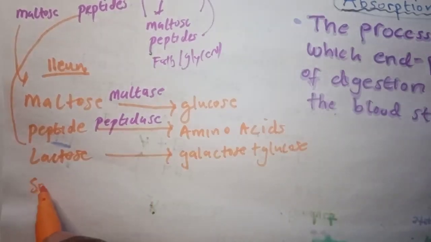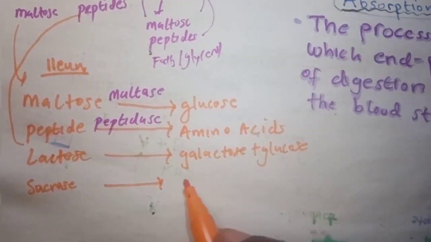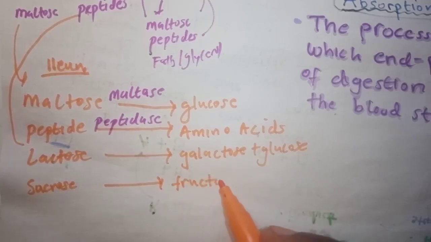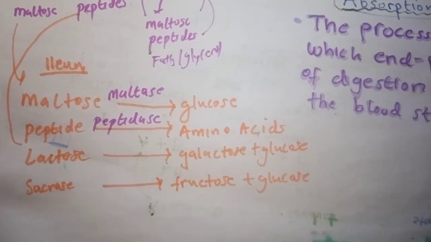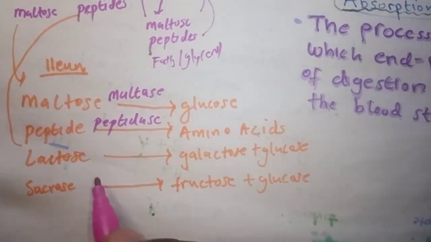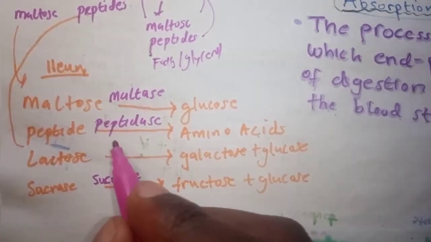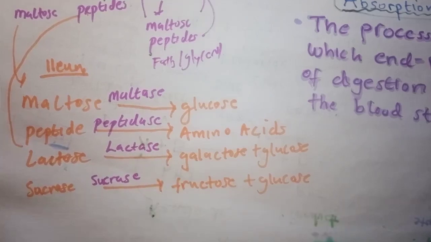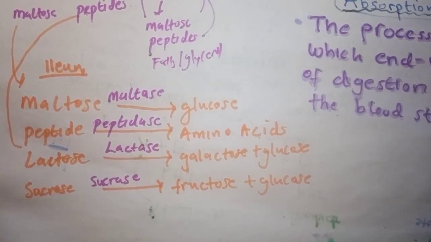You have sucrose, which is broken down to fructose plus glucose. The enzymes here, you have sucrase and lactase. Okay, maltase, peptidase, lactase, and sucrase.